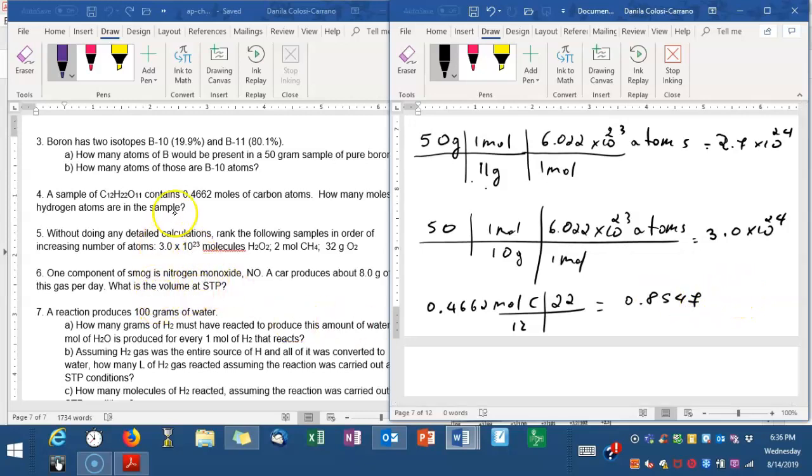Then 5, without doing any detailed calculation, well, this is just the same process that we have done before in the previous problem. And then number 6, one component of smog is nitrogen monoxide.